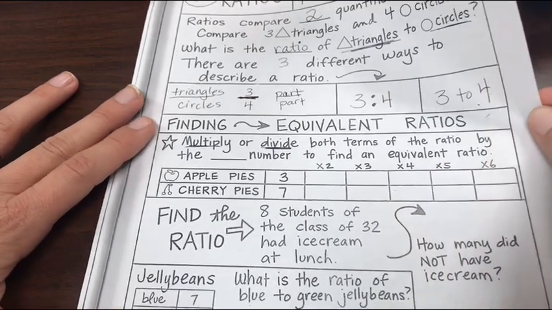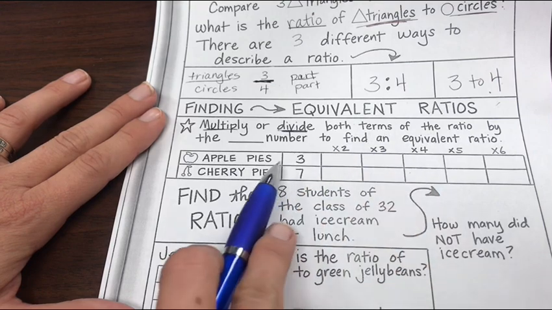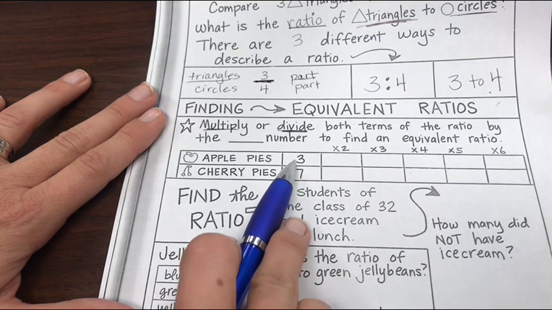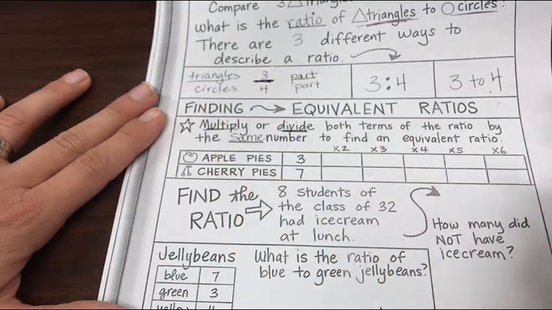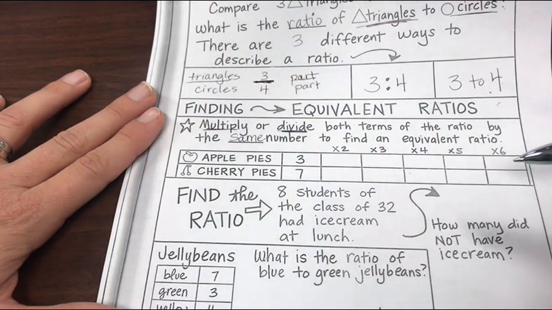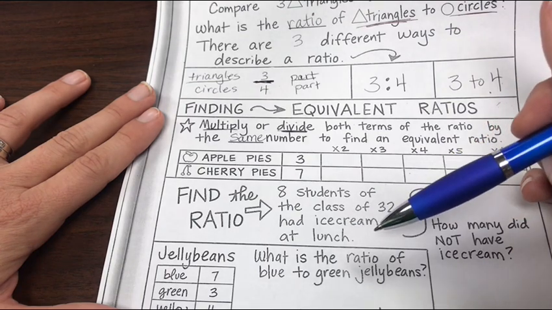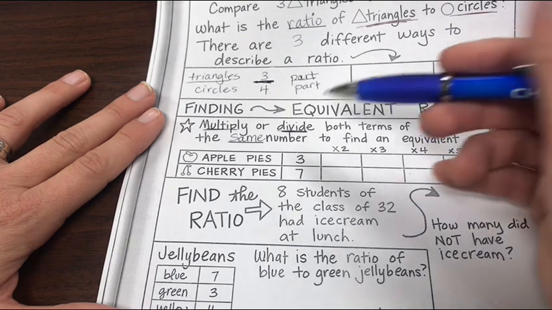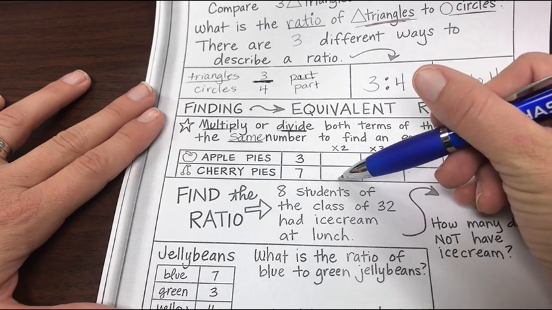So let's look here. We're going to find equivalent ratios, we're going to multiply or divide both terms of the ratio. Okay, these are terms. Both terms of the ratio by the same number. So on Thursday, yesterday, we did those dry erase sleeves, and when you were finding that missing number in the box, whatever you did to the top, you had to do to the bottom. Okay, and we only multiplied and divided.